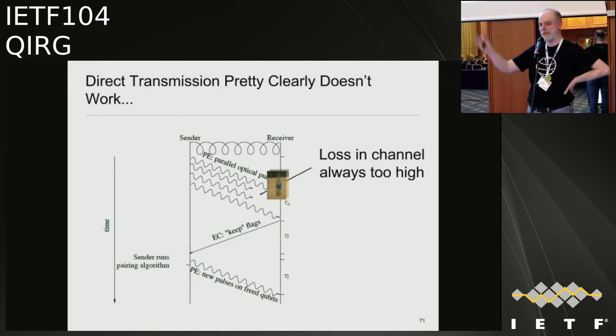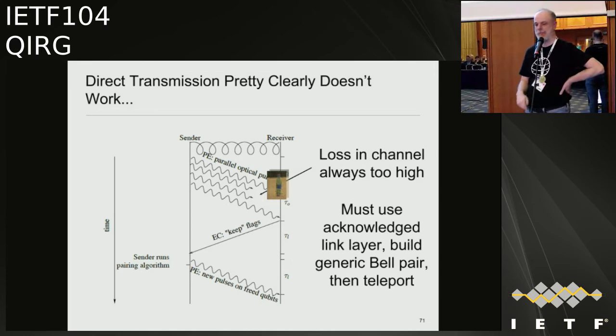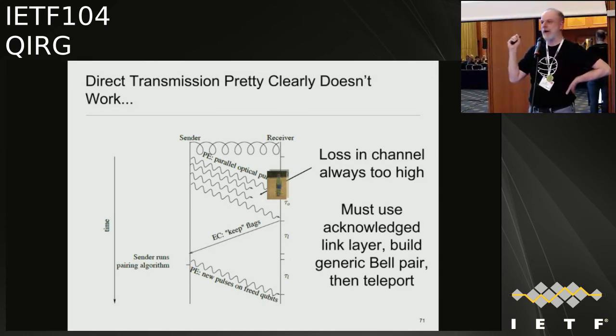We'll talk just a little bit about that later. So we have to find some way of dealing with this tremendous amount of loss. Okay, that means we're going to wind up using some sort of acknowledged link layer.